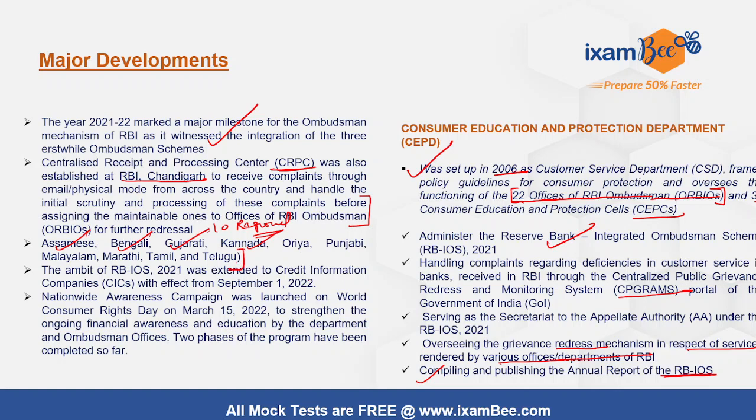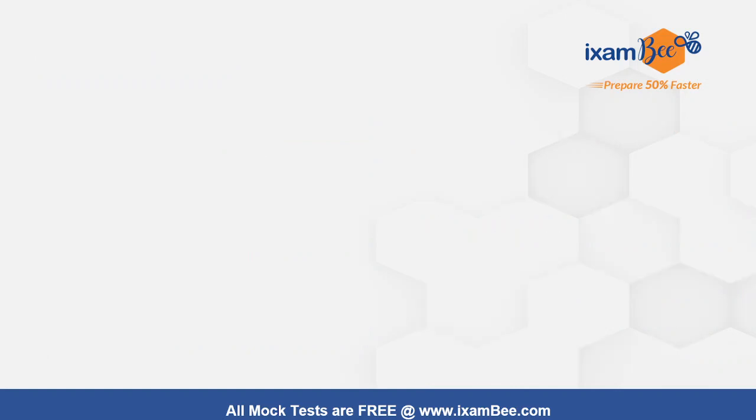And also, as we have discussed, credit information companies have been brought under the ambit of the Integrated Ombudsman Scheme, and there is also a plan to bring in a few more regulated entities. And also a national awareness campaign was launched on World Consumer Rights Day on 15th March this year, like 2022, sorry, to strengthen the ongoing financial awareness and education by the department and ombudsman offices. So these were the major developments highlighted in this annual report.